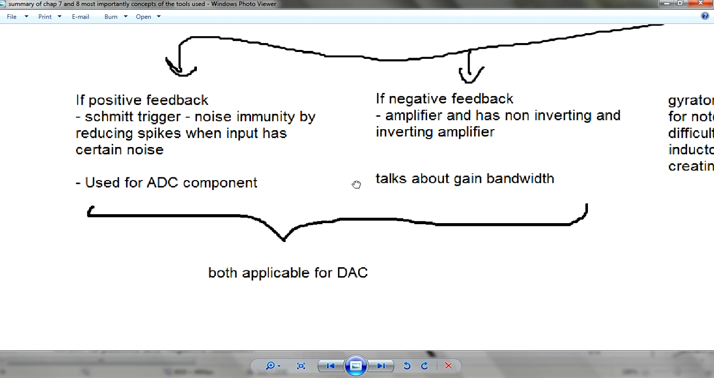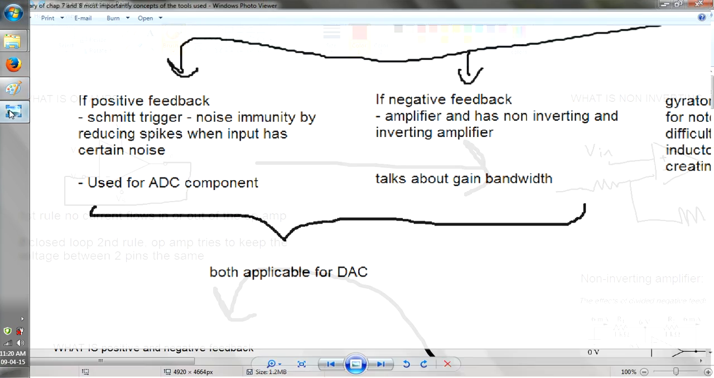So, positive feedback and negative feedback. Now let's talk about negative feedback. Since you already know that positive feedback is just for noise immunity and applies to the ADC component, that's all. These are the two things that you need to know. And then for negative feedback, you need to know amplifier. Negative feedback is always an amplifier.